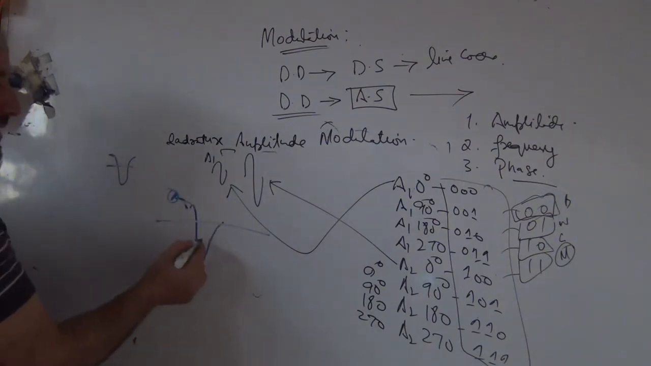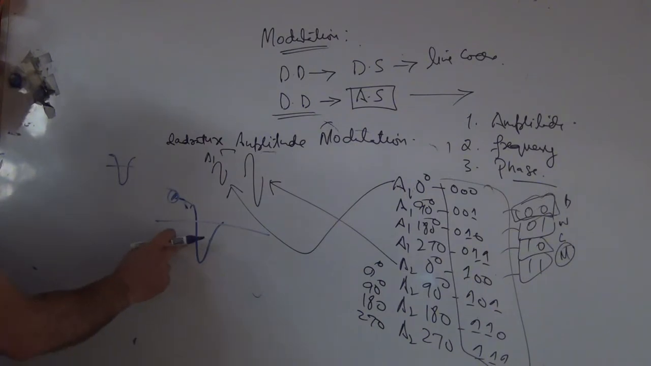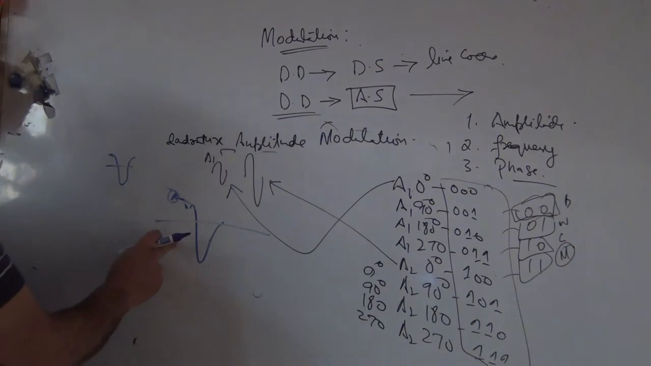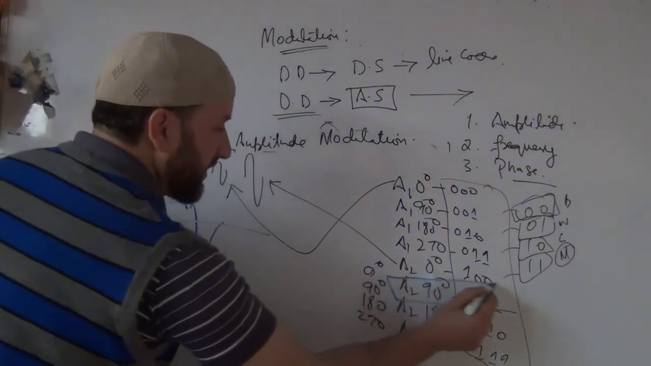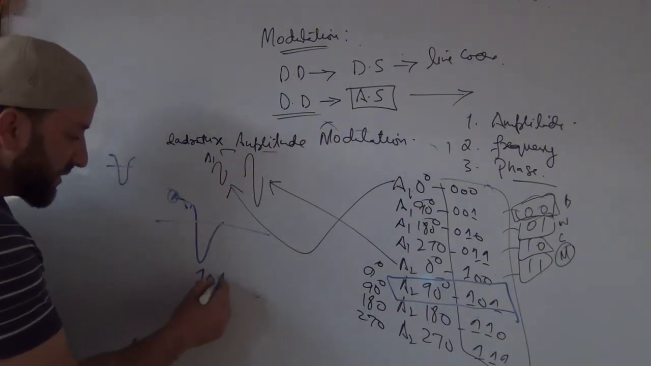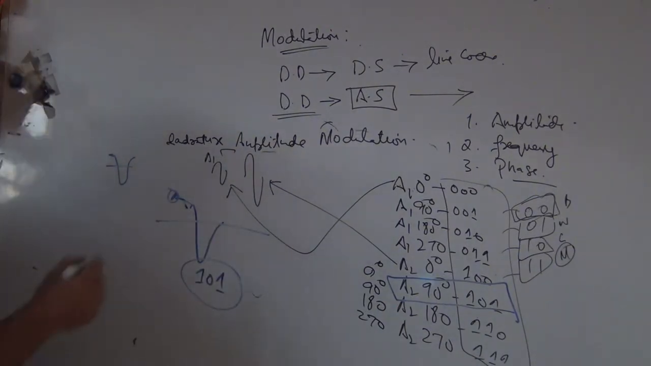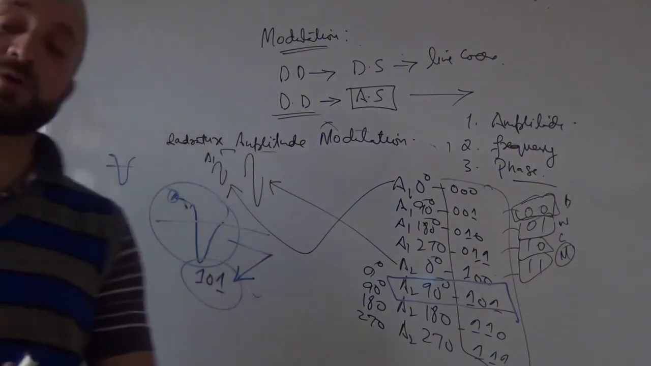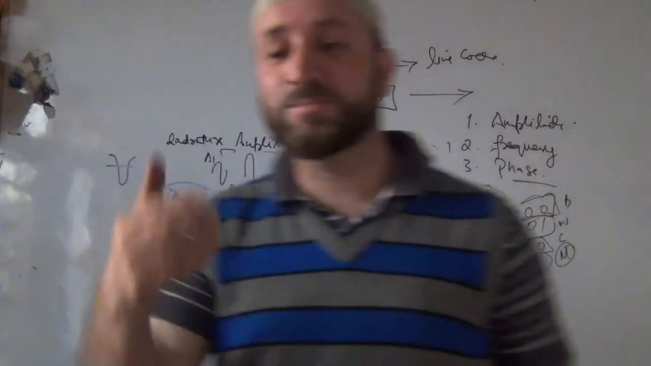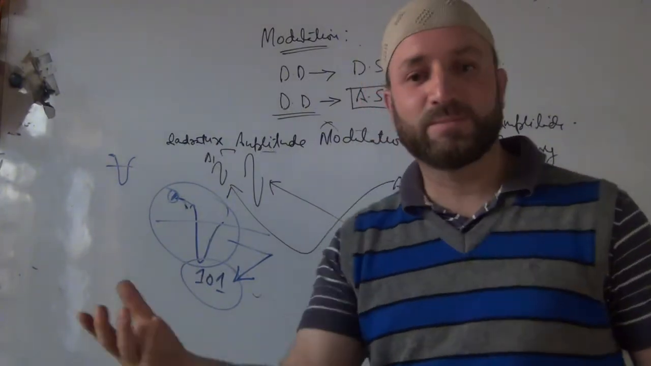So what is this representing? If I have this thing, what is this representing? 101. Amplitude 2 and 90. This is not representing 0, this is not representing 1, this is representing 101, this is representing 3 bits. I'm sending one signal element, but I am sending 3 bits. So am I increasing baud rate? No, sir. I'm increasing bit rate. I got more bits per baud, that's what I was talking about.